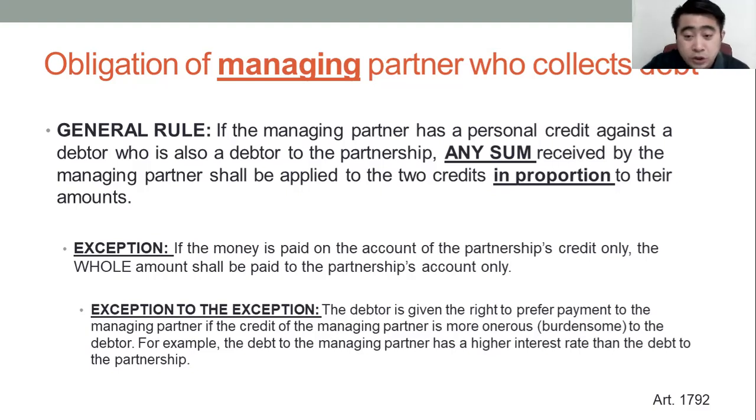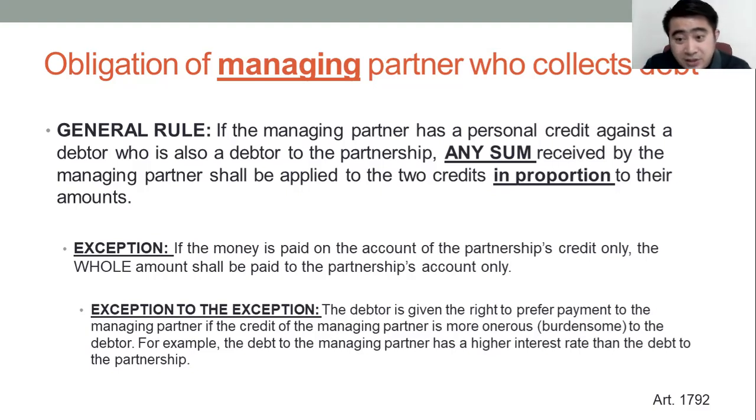I-apply tong ratio and proportion kapag ang sinabi nung debtor, teka, gusto ko sa managing partner lang i-apply yung utang. O kaya basta, or pag let's say walang usapan, basta nagbigay na lang ng pera. Basta pag nagbigay na lang ng pera, tapos may utang sa managing partner at saka sa partnership, mag-ratio and proportion pa rin. Hindi naman dapat na sa partnership lang yon. Magiging sa partnership lang yan kapag sinabi nung debtor mismo na gusto ko i-apply yan sa partnership. Alright?